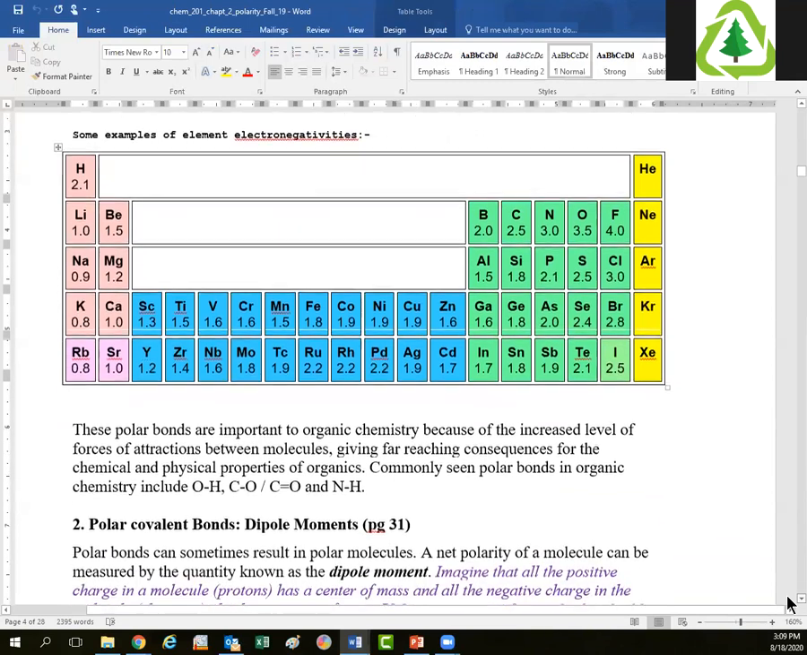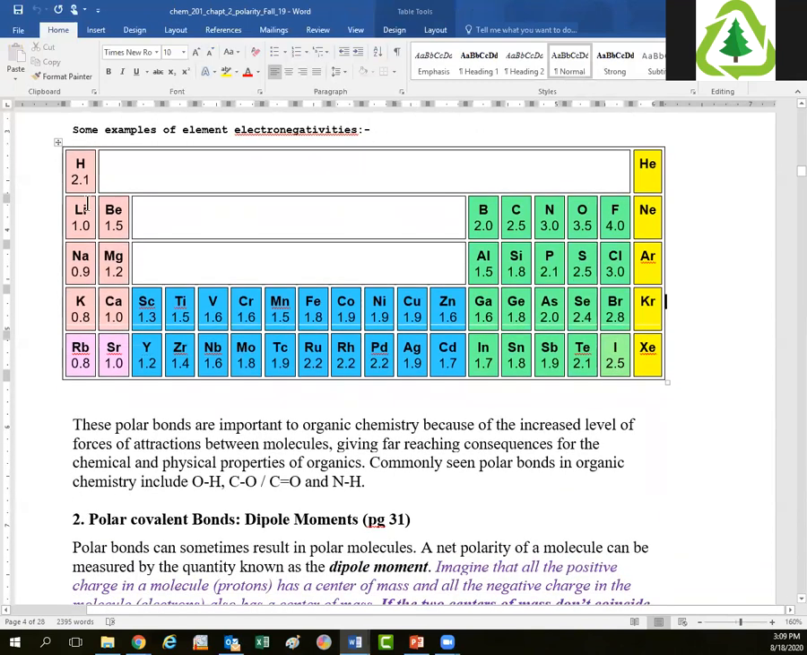Now, in an exam, I would always just supply the electronegativities for you. I don't expect you to have electronegativity values memorized. Although you should still remember the basic trends: electronegativity is increasing as you move to the right because there's more protons, and electronegativity is normally increasing as we move to the top because there's fewer shells.